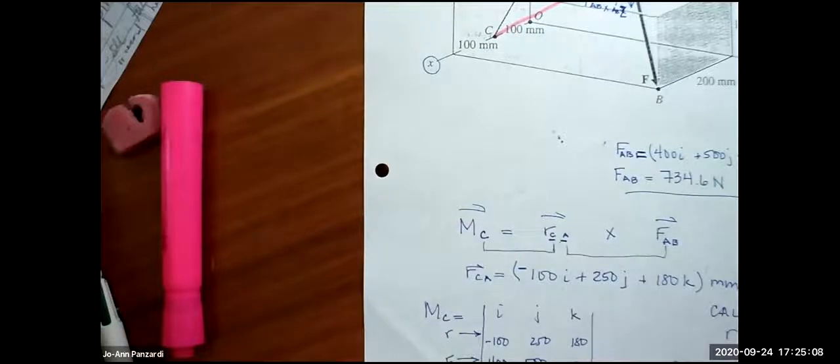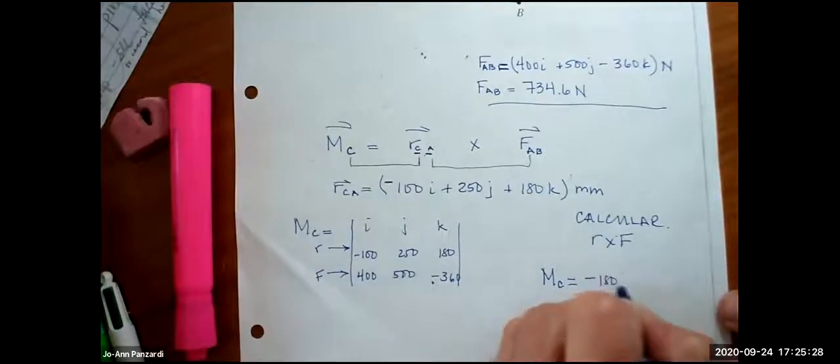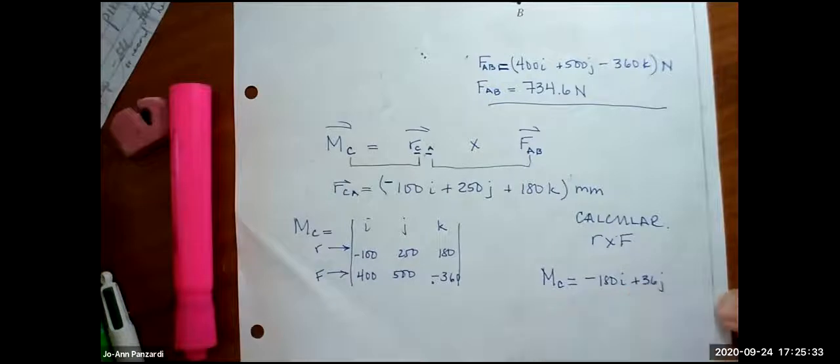So whoever knows how to, David, you know how to use that on the calculator? I'm working on it. Interesting case to see if it's actually faster. Okay. Joanne, can you move the paper up a little bit? Yes. Thank you. Good. And I'm going to write down the answer I have. I have negative 180I plus 36J minus 150K. And the units are newton millimeters.